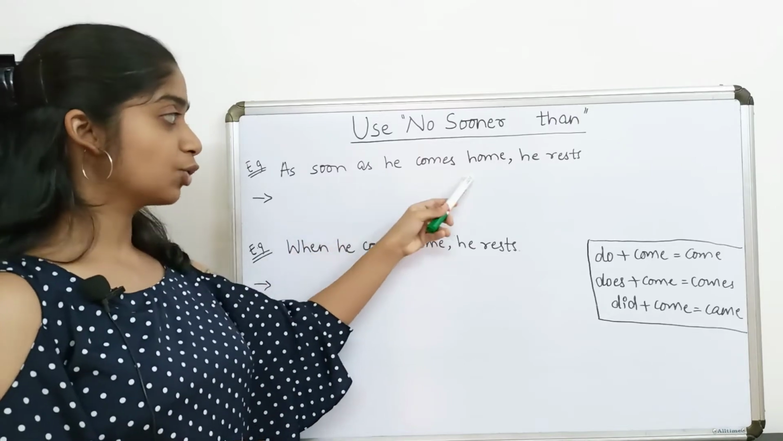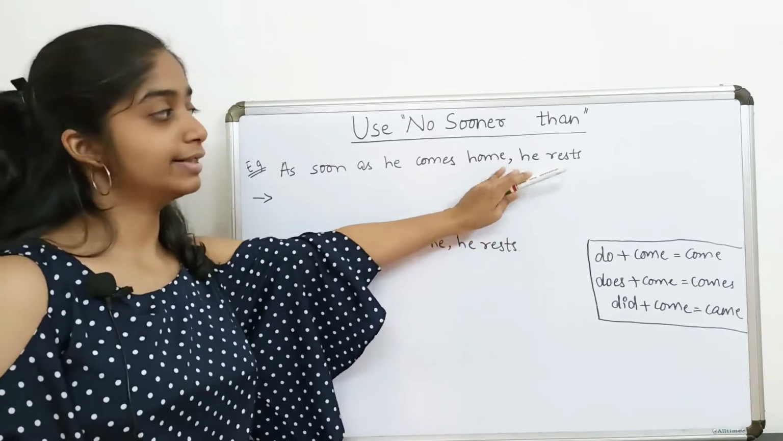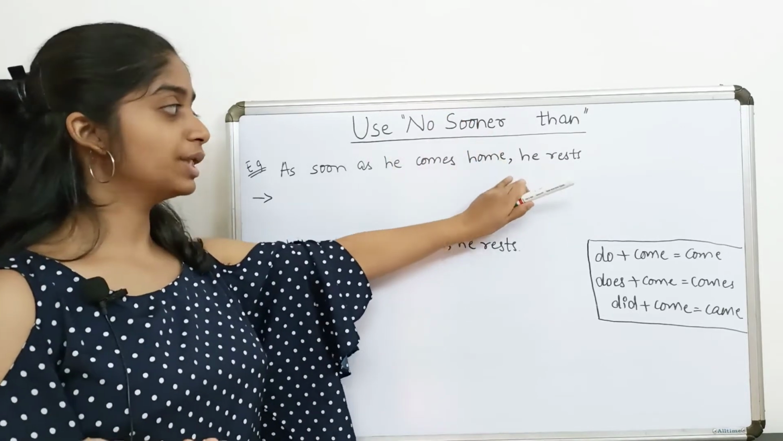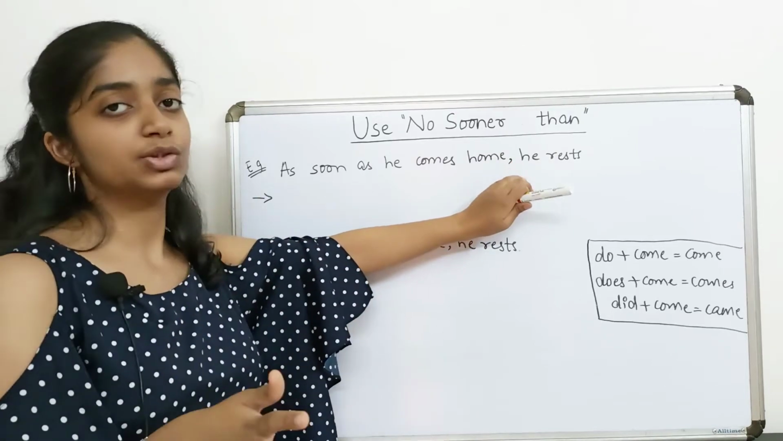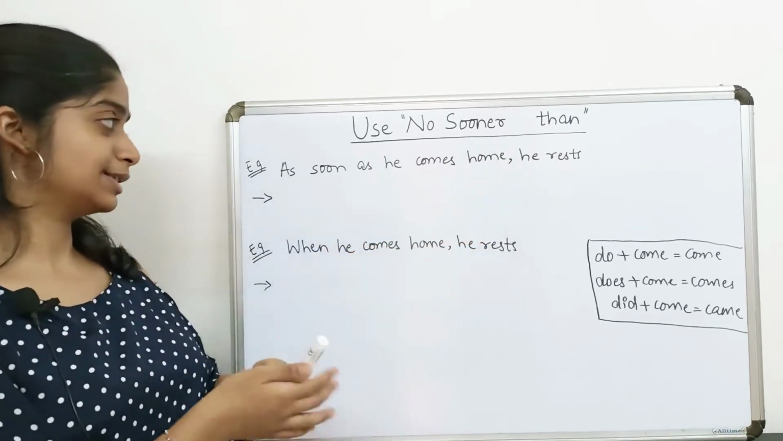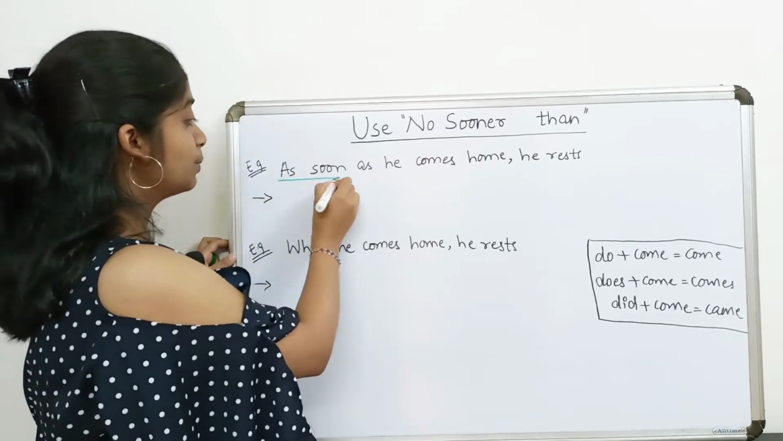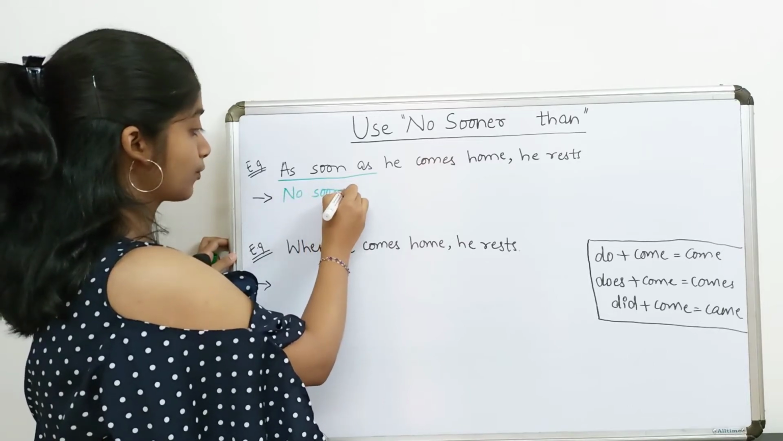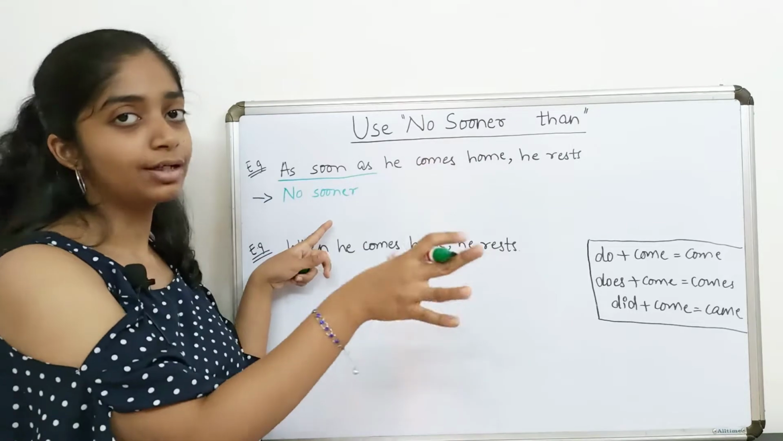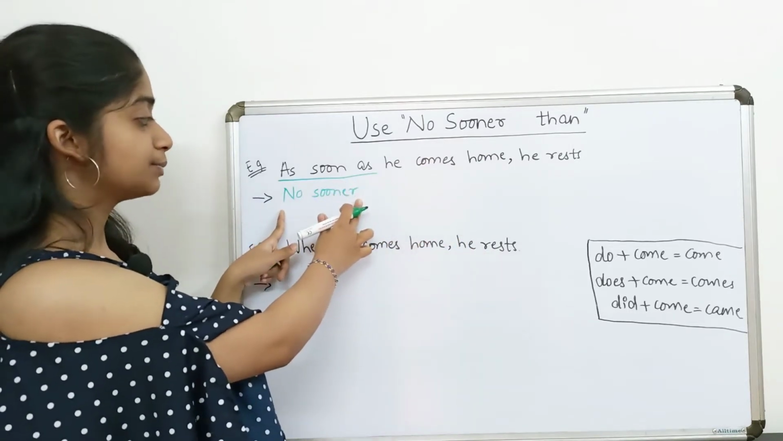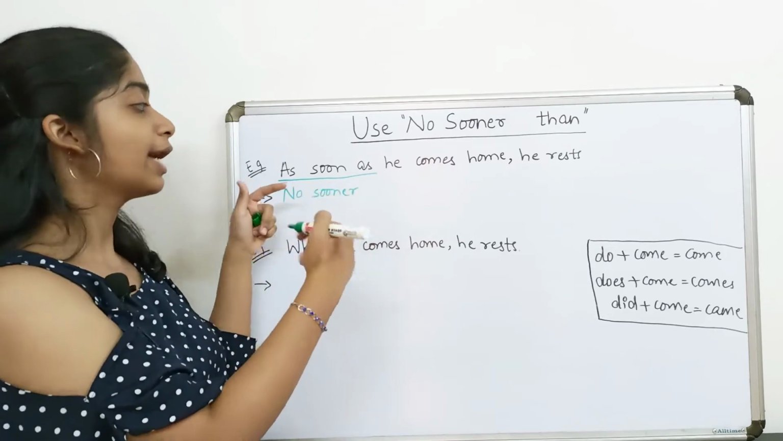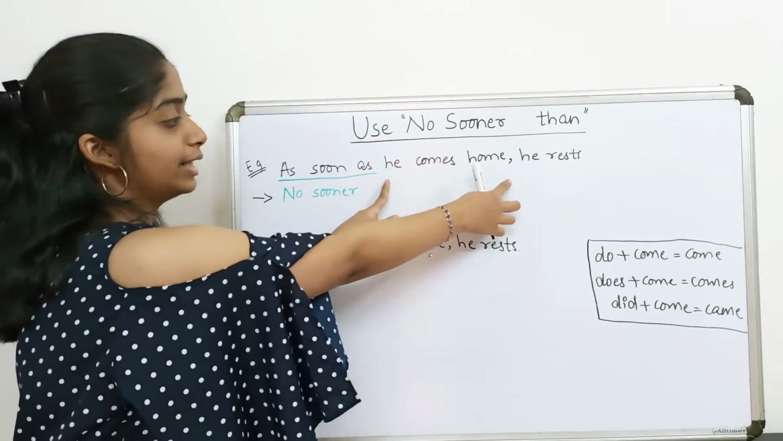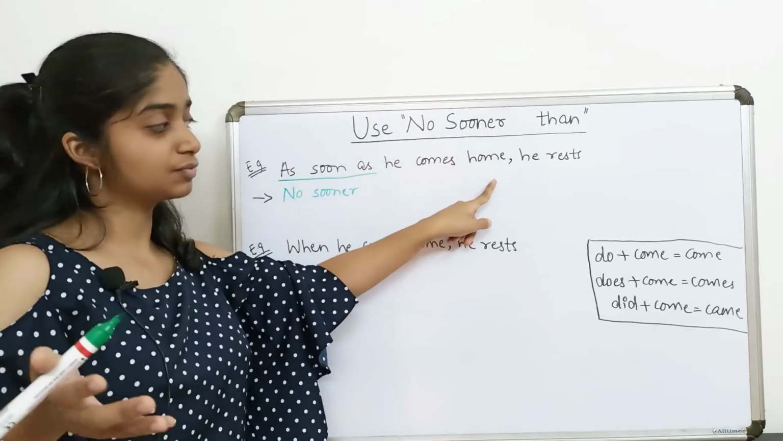As soon as he comes home, he rests. This is the given sentence and in the brackets, you will be asked to use no sooner than. This will be your given sentence in the question paper. What you have to do is, as soon as will be replaced by no sooner. Not the word than, okay? Only no sooner. These are the words that you have to replace as soon as with. No sooner he comes home. This is the remaining first half of the sentence.